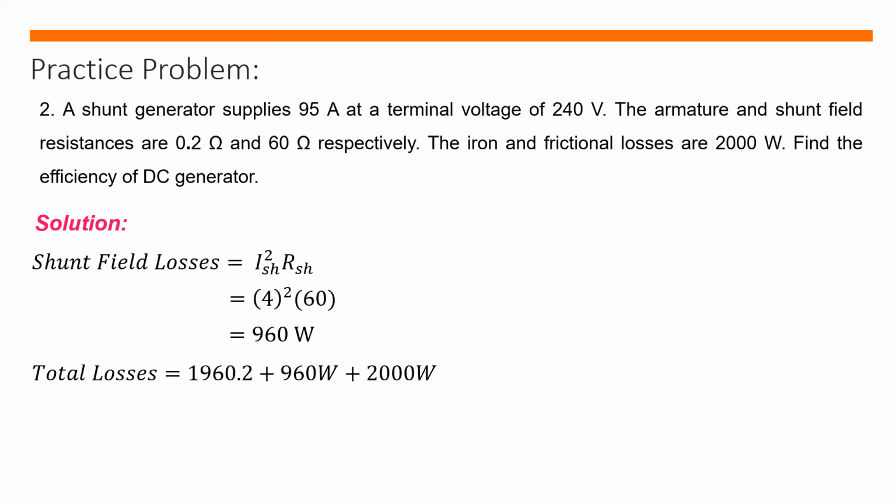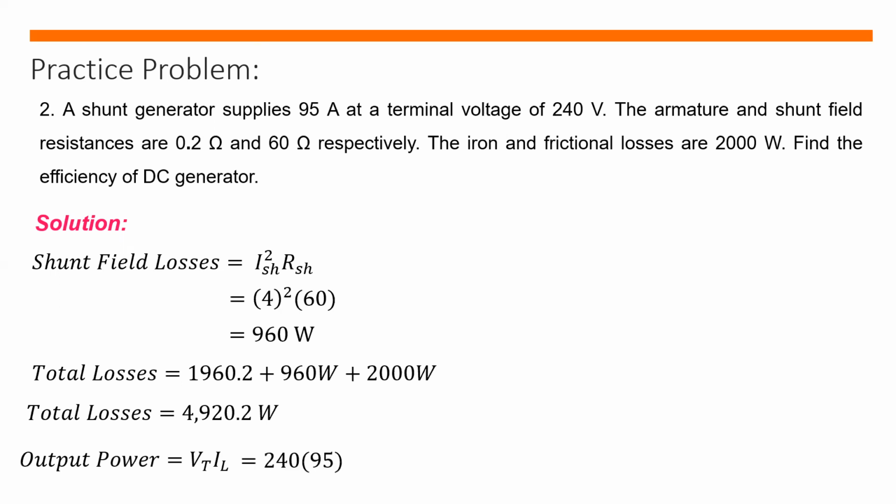So the total losses all in all, that is equals to 1,960.2 plus 960 watts plus the iron and frictional losses of 2,000 watts. So all in all, there are 4,920.2 watts total losses. So the output power that is equals to terminal voltage multiplied by load current, that is equals to 240 multiplied by 95. So that is 22,800 watts.